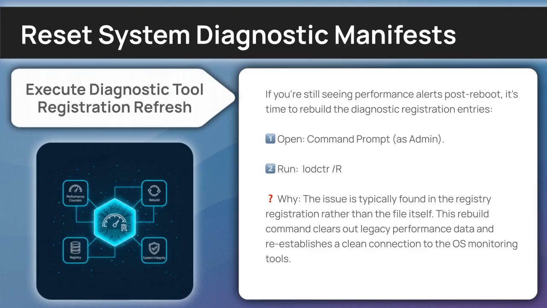First, open Command Prompt as admin. Second, you're going to type lodctr /r, then hit enter. Why are we doing this? Well, the issue is typically found in the registry registration rather than the file itself. This rebuild command clears out legacy performance data and reestablishes a clean connection to the OS monitoring tools.